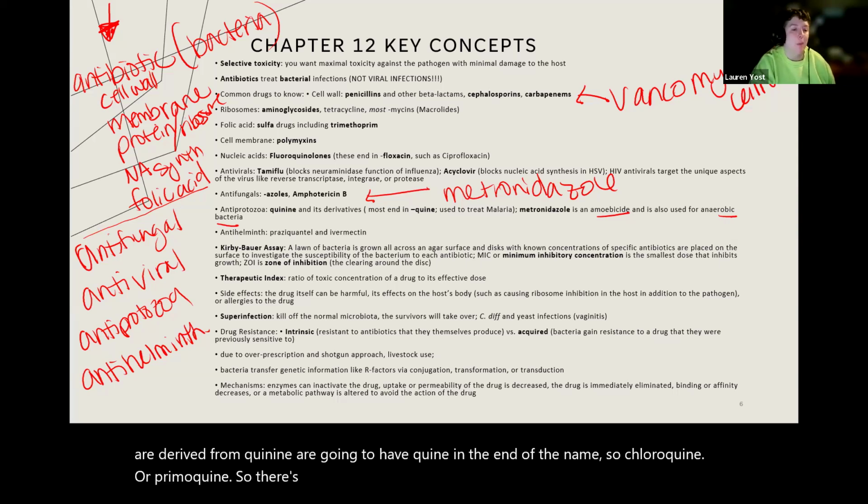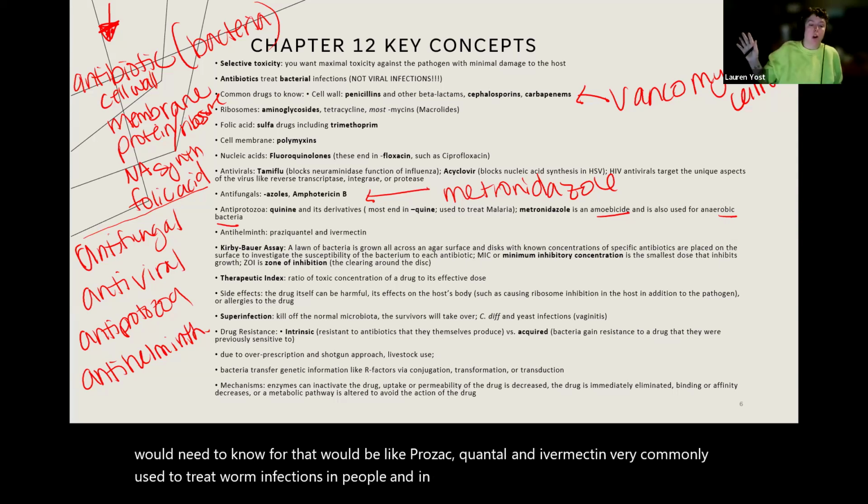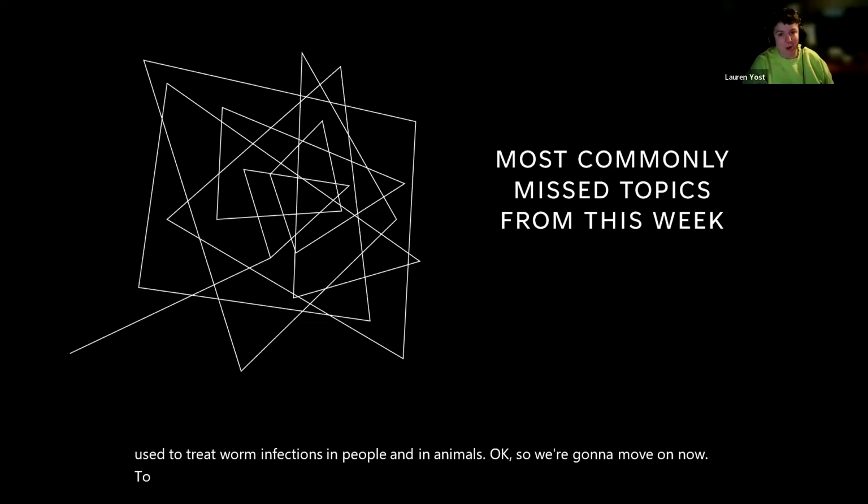And then we have the anti-helminth drugs, and the ones that we would need to know for that would be like praziquantel and ivermectin, very commonly used to treat worm infections in people and in animals. Okay, so we're going to move on now to our missed topics.